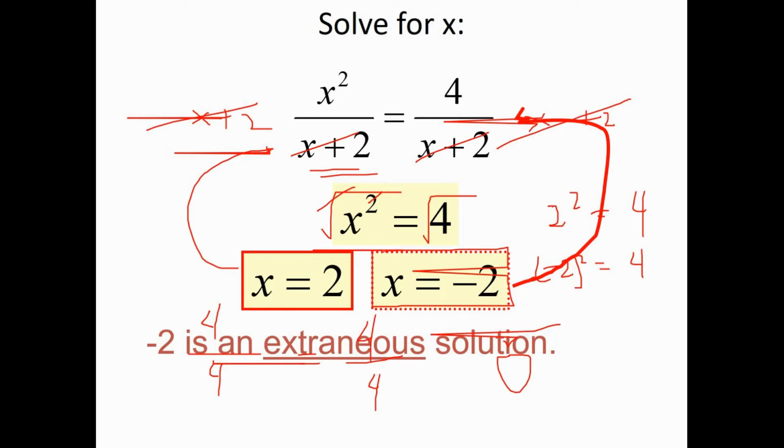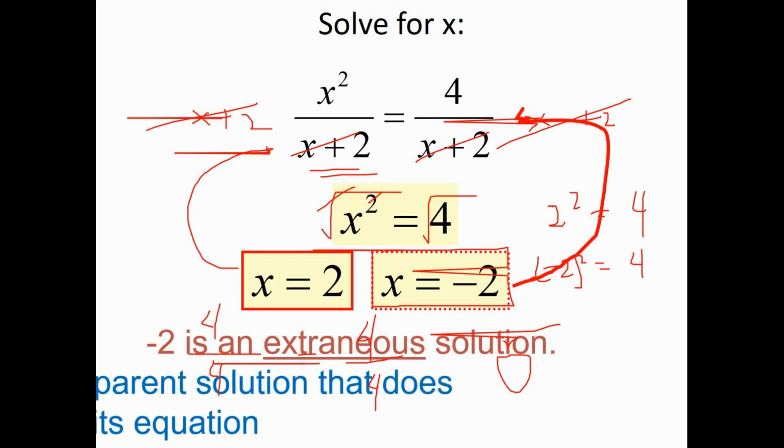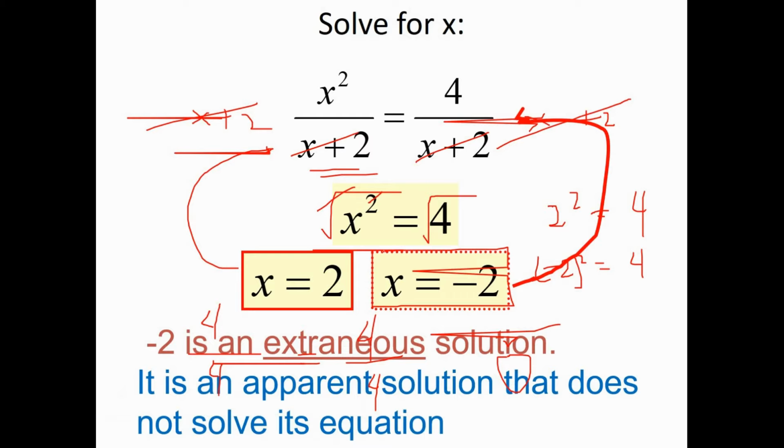So, ang tawag kay negative 2 is an extraneous solution. So, it is an apparent solution that does not solve the equation. Extraneous solution siya or possible value siya ng x, pero hindi niya masasatisfy si equation. Kaya siya extraneous.